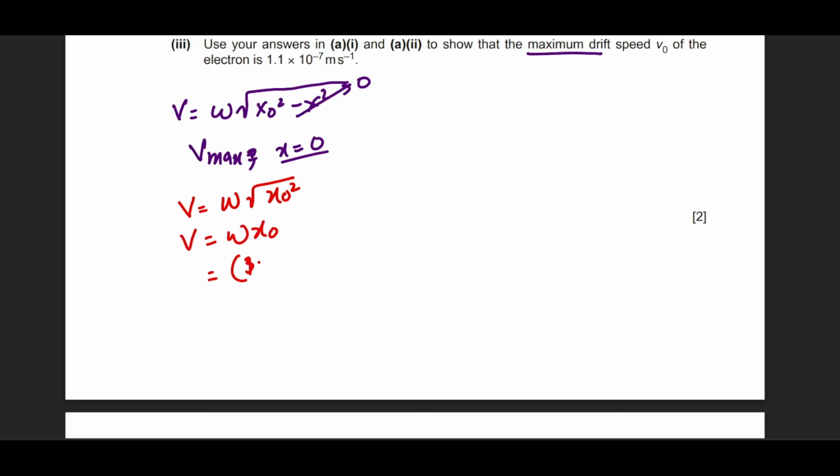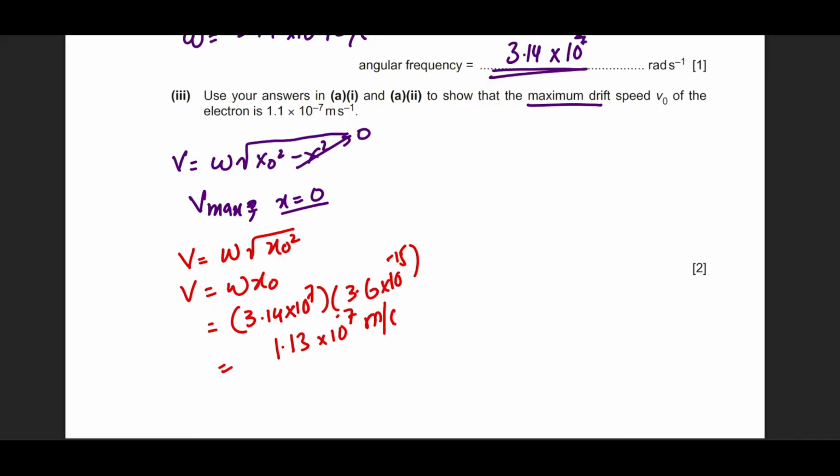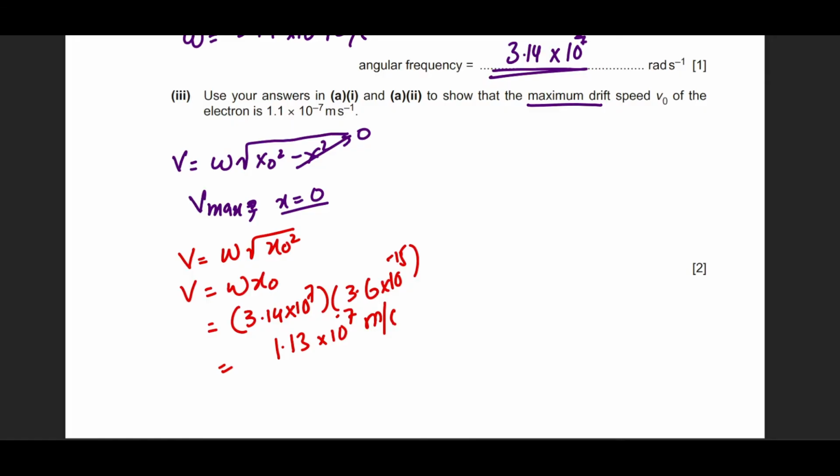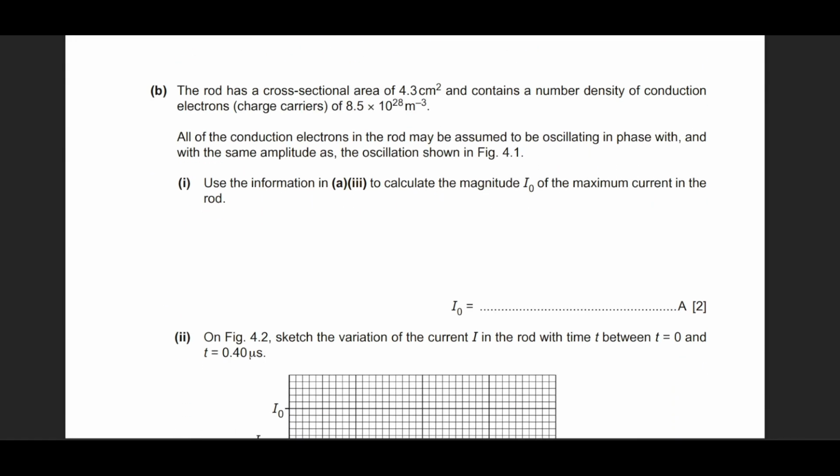So simply that is 3.6. So let's multiply omega first. So omega is 3.14 into 10 raised to the power 7. X naught is the previous one, which is 3.6 into 10 raised to the power minus 15. This comes out as 1.13 into 10 raised to the power minus 7 meters per second, which is a very slow speed, right? This is what we used to discuss in classes as well, that the drift velocity at an AC level or at a DC level is very low as compared to what they are moving at when there is no voltage applied.